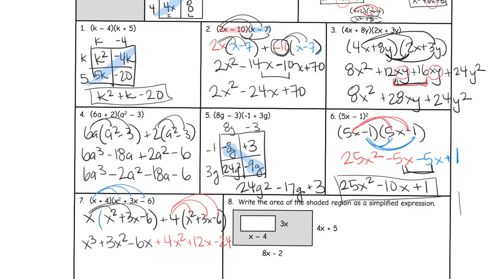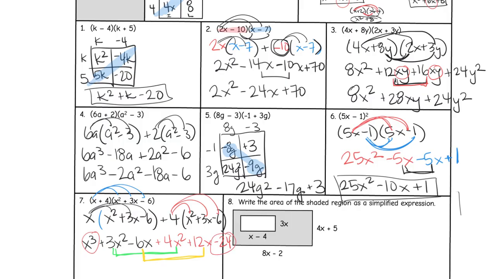I have a lot more terms this time, so I'm going to look and see. I see an x squared and an x squared term. Those are like terms. They both have an x to the power of 2. And I see an x and an x. Those are like terms. They both have x to the power of 1. This doesn't have anything like it, no other powers of 3 and no other constants.